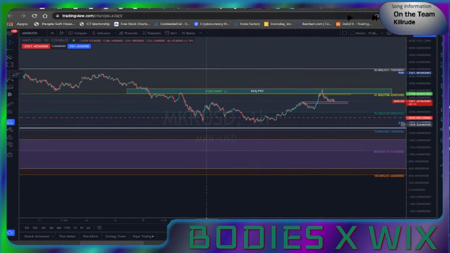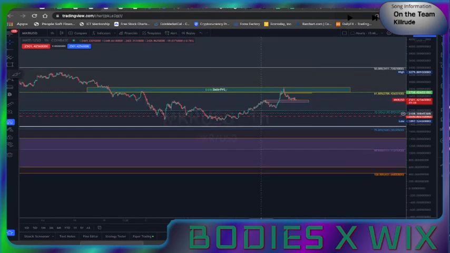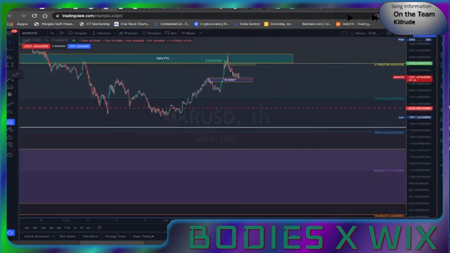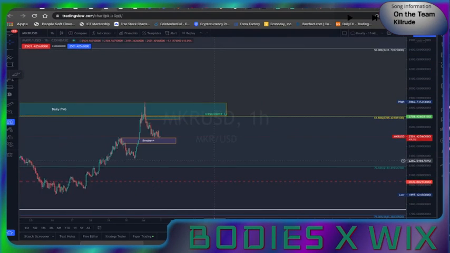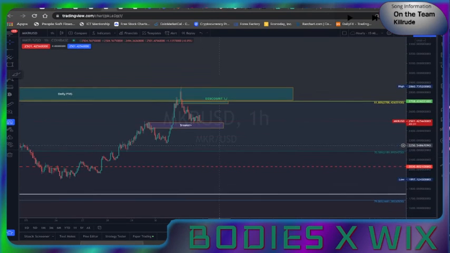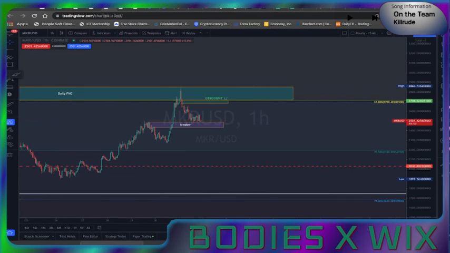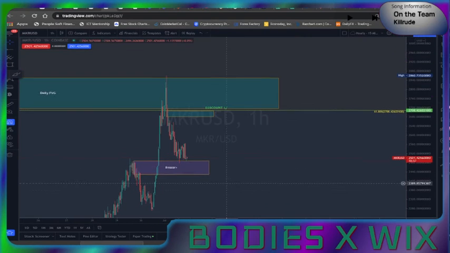So, therefore, I may be shorting Maker, depending on what this breaker is going to do. See? You know what I'm saying? Look at this breaker. It just touched it again and bounced off.